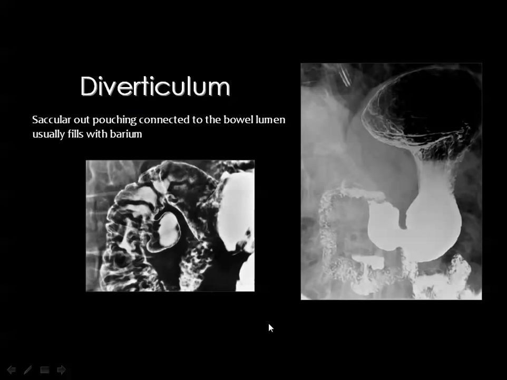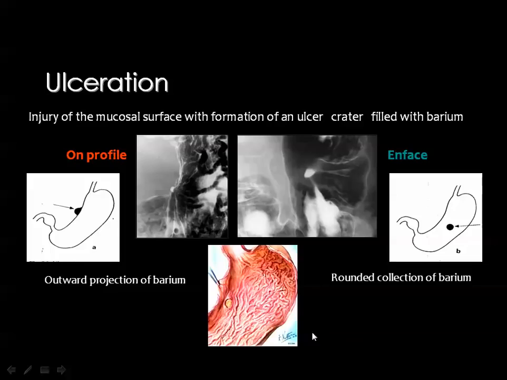Then diverticulum is a protrusion through the lumen of the gut, and this is continuous with the gut lumen. Then if you introduce barium, this diverticulum will fill also with barium. And by ulcer, we mean that there is an area of mucosal injury like this one, and whenever you introduce barium, barium will collect into this area or ulcerated area.